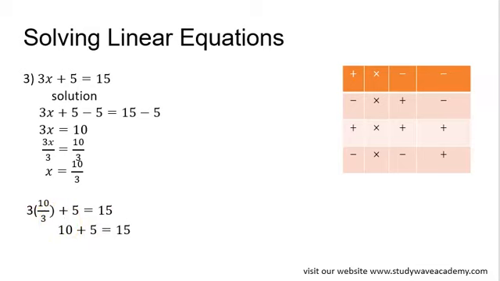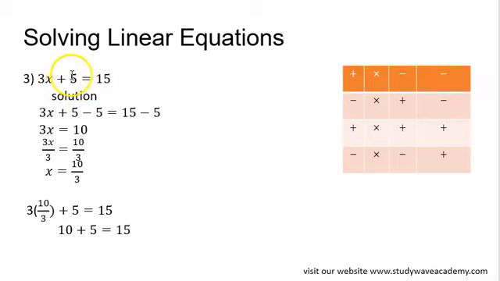Here we have what? 3x plus 5 equals 15. What do we do first? The first step is to do what? Look for a way to isolate x, to make x stand on its own. And we say the first step, what do we do?